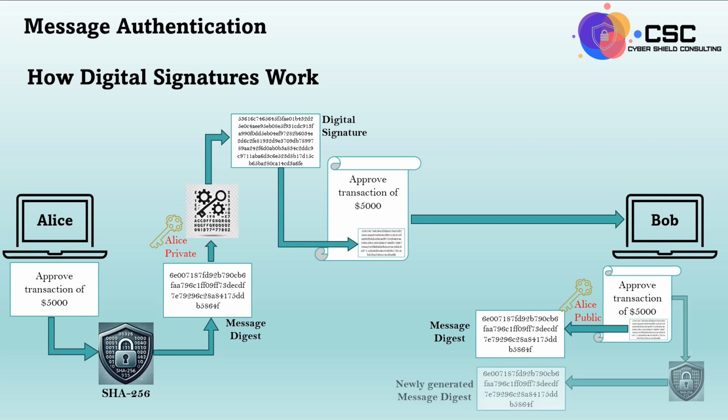Bob then hashes the received message using the same hashing algorithm. In this scenario, it's SHA-256. This will generate a new message digest on Bob's end. Bob then compares both digests. If the decrypted digest from Alice matches the newly generated digest, the message is authentic and unaltered. However, if they don't match, Bob knows the message was tampered with.